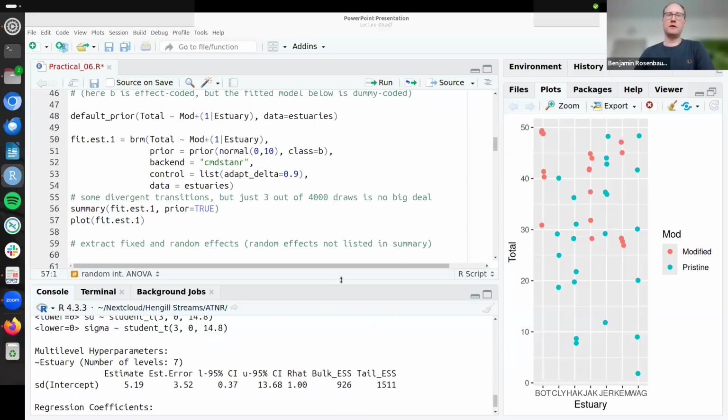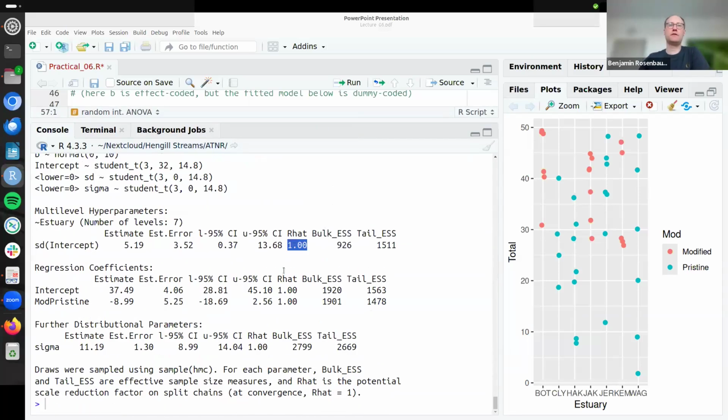Okay, we look at the summary table and look at the R hat values to see, okay, they are fine. And here we have this separation in these different blocks of parameters. We don't get an actual display of the random effects, but we can extract them if we want to. We only get a display of the standard deviation of the intercept. So this is how much the overall intercept varies between different estuaries after correcting for if it's modified or pristine. So how much does this deviate from the predicted intercept?